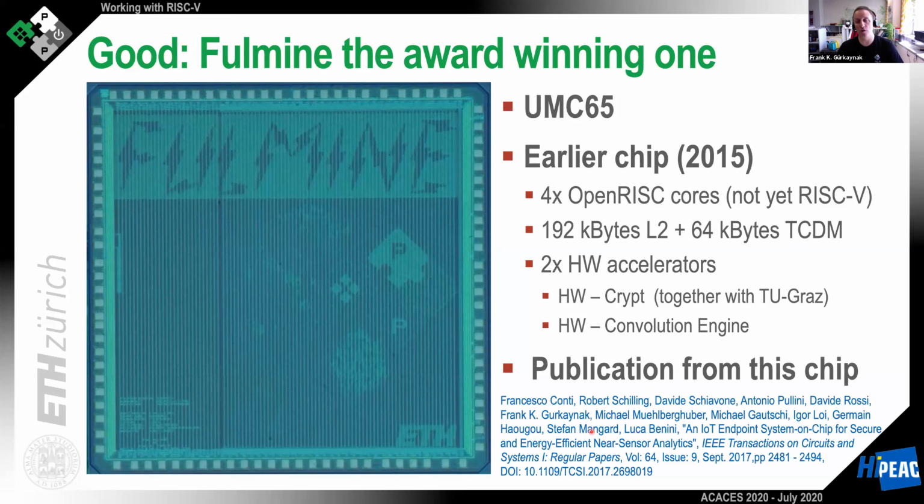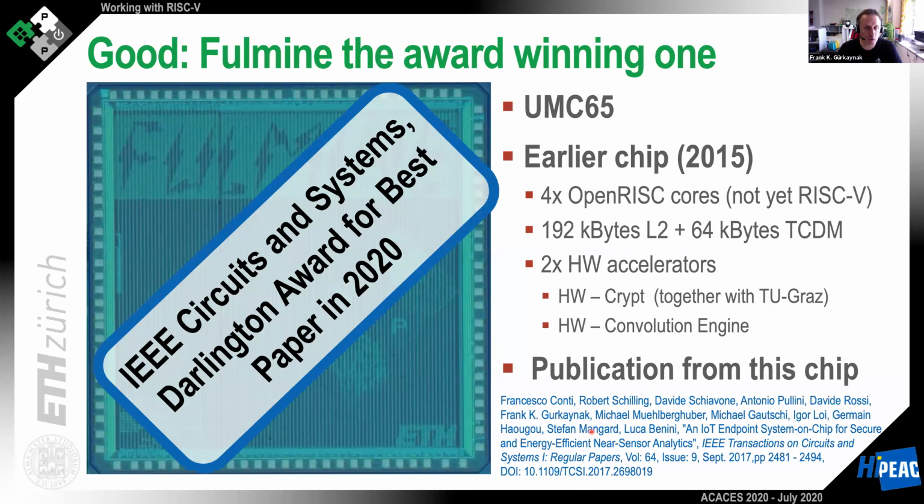And we were extremely happy and proud to hear that this paper has been awarded the Darlington Award for Best Paper in 2020 by IEEE Circuits and Systems. It's great. I'm really speechless. It's even better because another paper, not related to this chip but on our RISC-V cores, has also gotten the award for the Transactions on VLSI at the same time. So it was a major high for us.